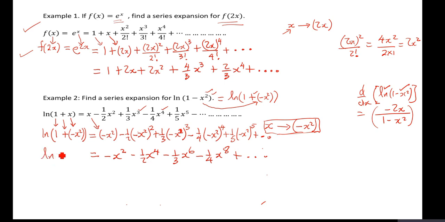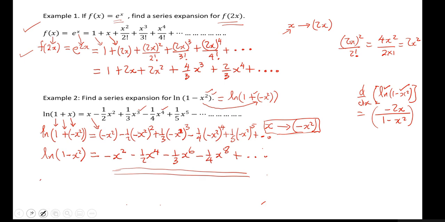Therefore, the ln of 1 minus x squared has a series expansion given by minus x squared minus a half x to the power 4 minus 1/3 x to the power 6 minus a quarter x to the power 8.